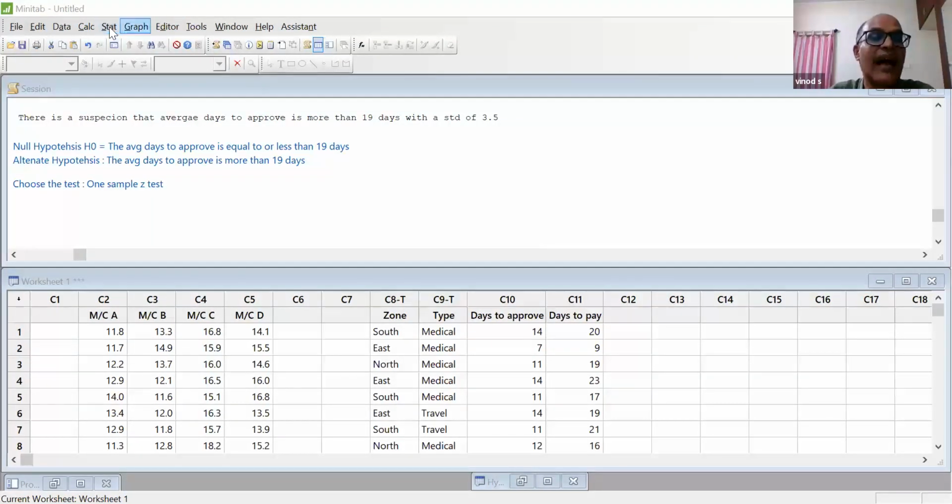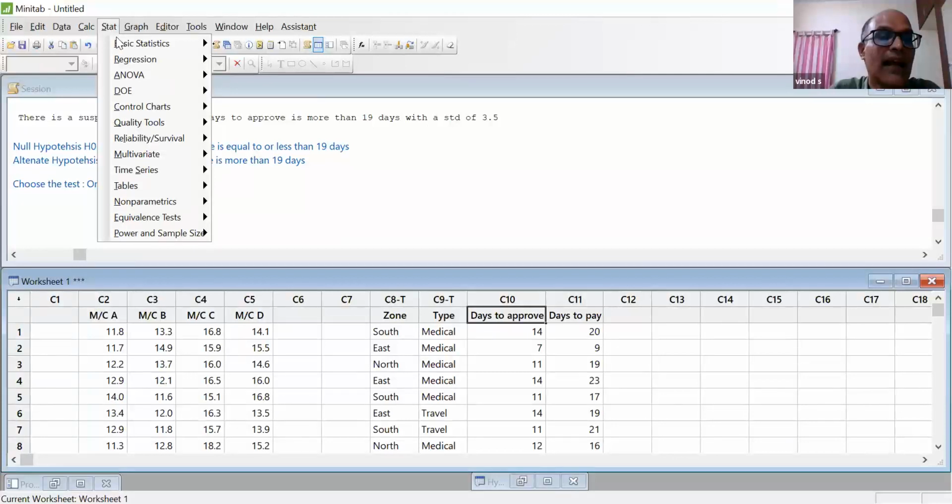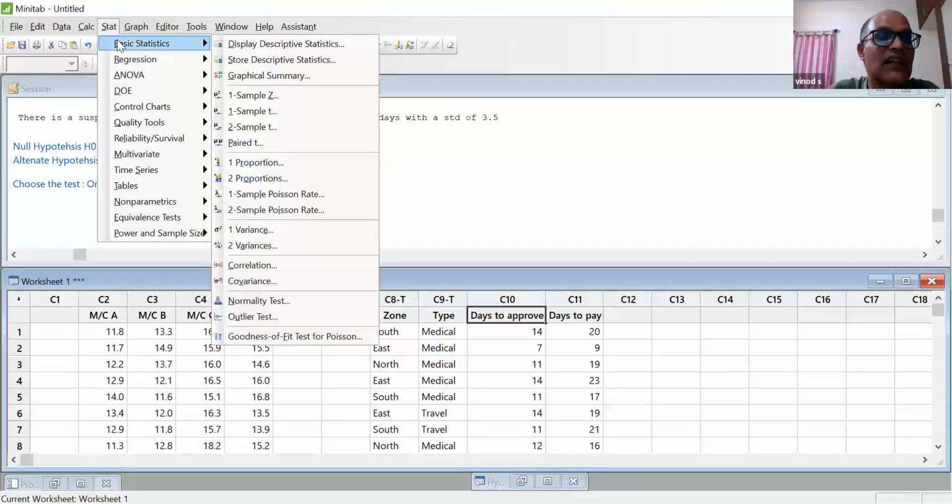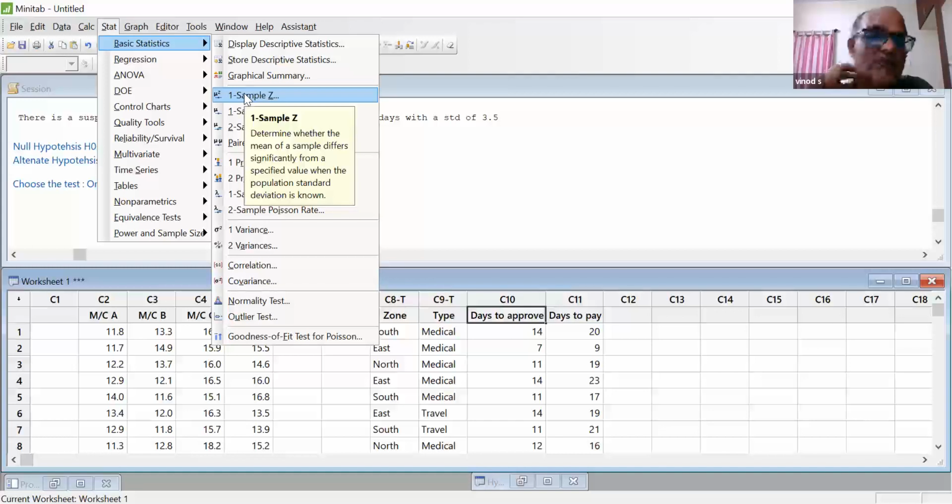In Stat itself, there are so many tests. I also know only 10% of it. So many things are available in this, right? So we'll look into this one. We have to go to Stat, and there are some basic statistics. The first title is Basic Statistics. Now here you can see 1-Sample Z test. You are able to see 1-Sample Z? Yes or no? Yes. Yeah.